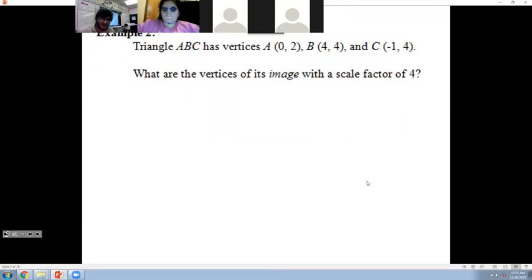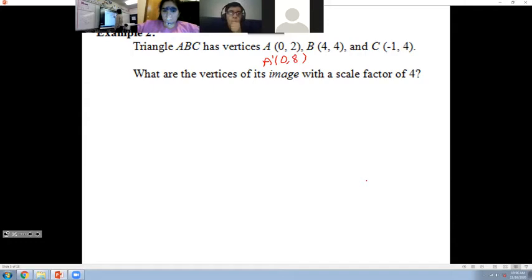If the scale factor is 4, like Nikoba said, it will be enlargement. You will have a shape 4 times bigger. But how will we get it? Each coordinate will be multiplied by 4. 0 times 4 will be 0, and 2 times 4 is 8. Do you understand what I'm doing here? Yes.